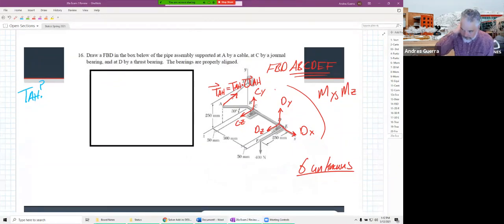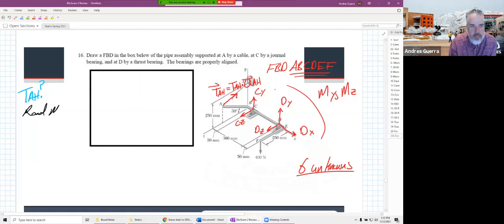Okay. So how do we find T A to H? Well, remember last time, when we did a 3D problem, we set up a roadmap. And we said in that roadmap, well, we know we have 6 equations. We have sum of forces in the x, sum of forces in the y, sum of forces in the z, and then we have sum of moments about a point. And I just said A. I don't know why I said A.